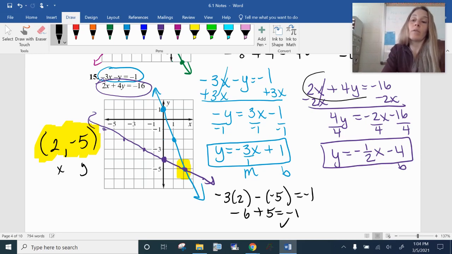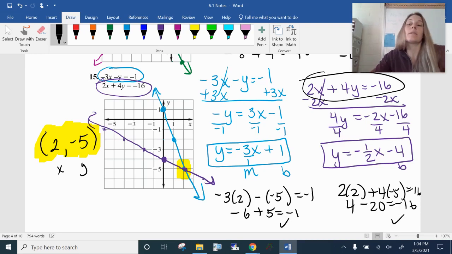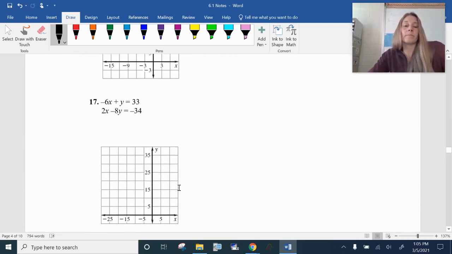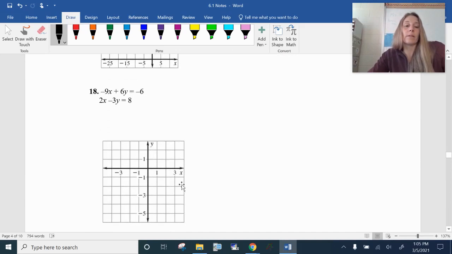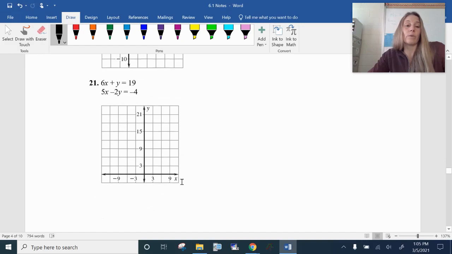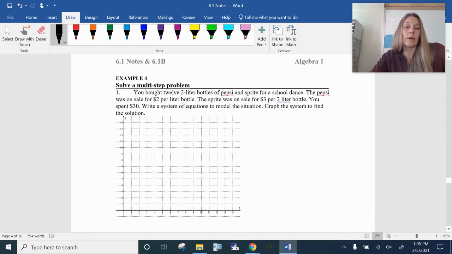Then checking my other equation, 2 times 2 for x plus 4 times negative 5 for y. This is 4 minus 20, which does equal negative 16. So it looks like we have been successful once again. All right, so I think at this point we've done enough of those to get an idea. So let's go over a couple word problems and see how this is applied.